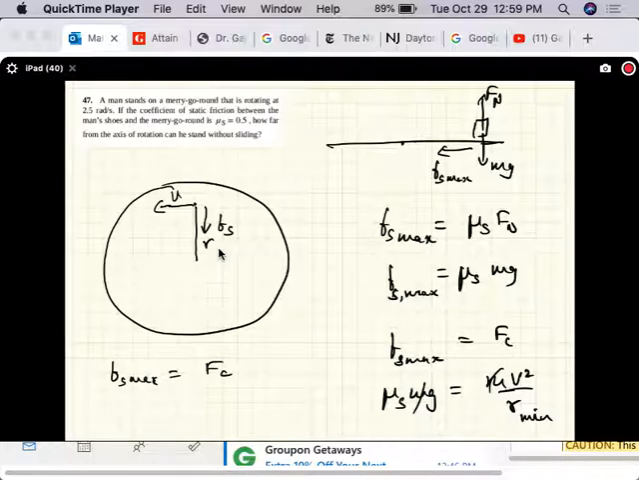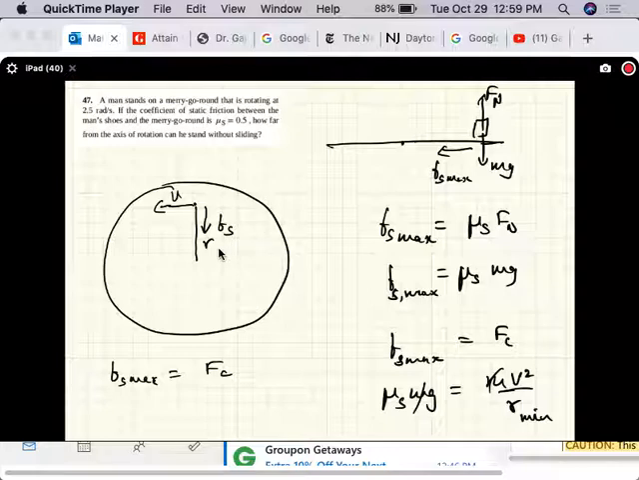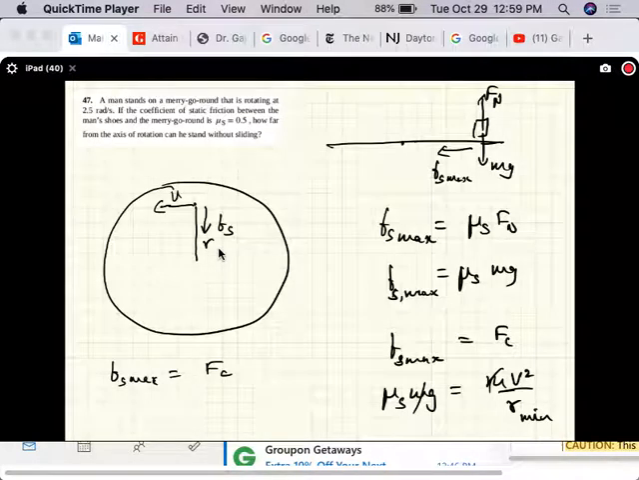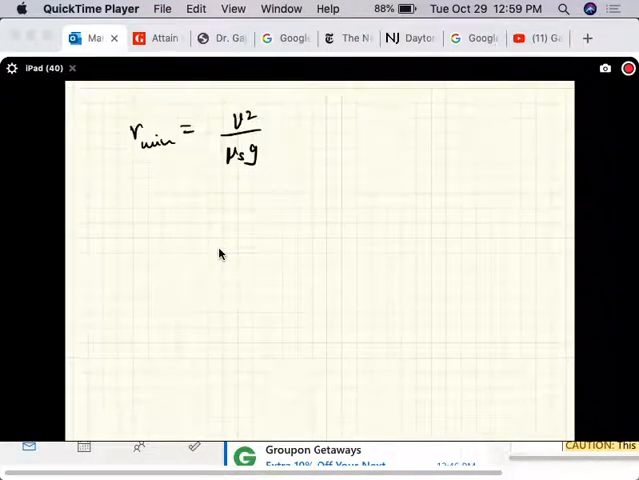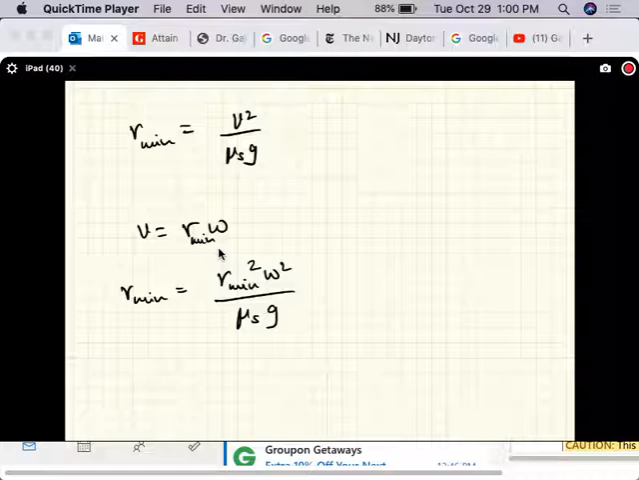All right, so R min is v square by mu s g. So we have to find v. v is r omega, so that comes in there again. R min is equal to R min square omega square divided by mu s g.